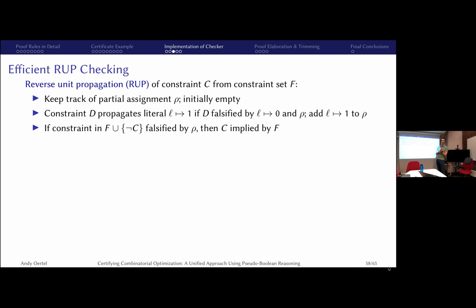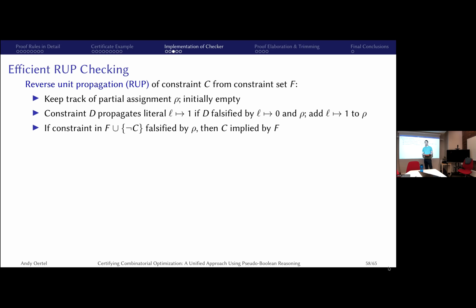So basically, we are forced to set this literal to true, because otherwise this constraint would be falsified. And then we add this propagation, setting this literal to true or to 1, to our partial assignment. If at some point a constraint inside our set F union the negated constraint we want to derive is falsified by our partial assignment, then this constraint is implied.